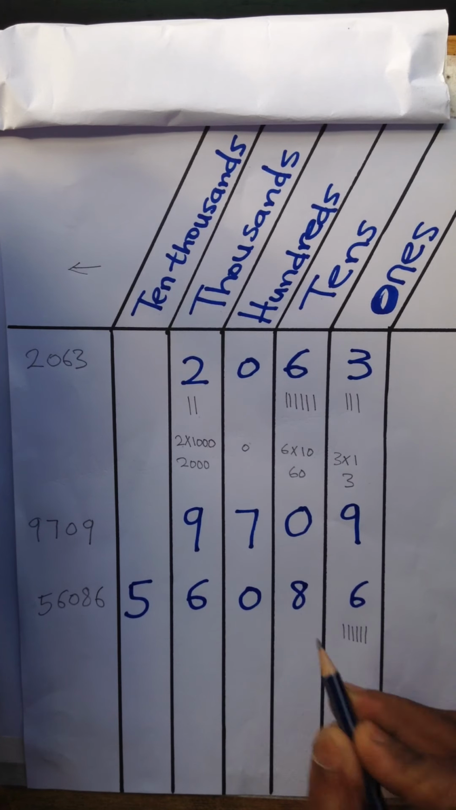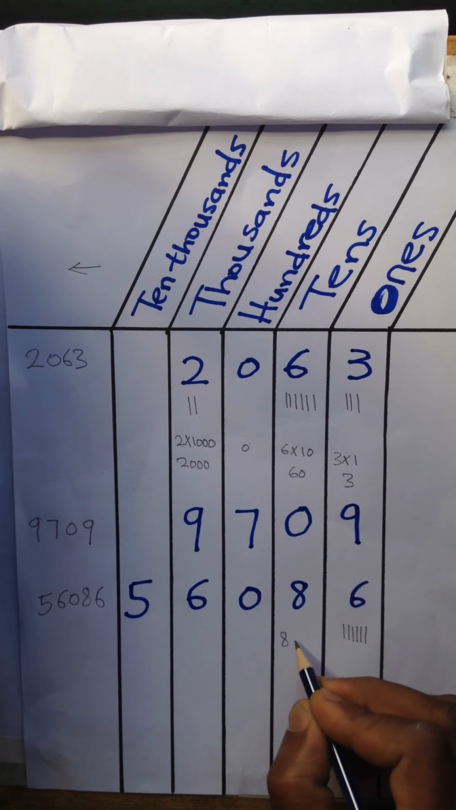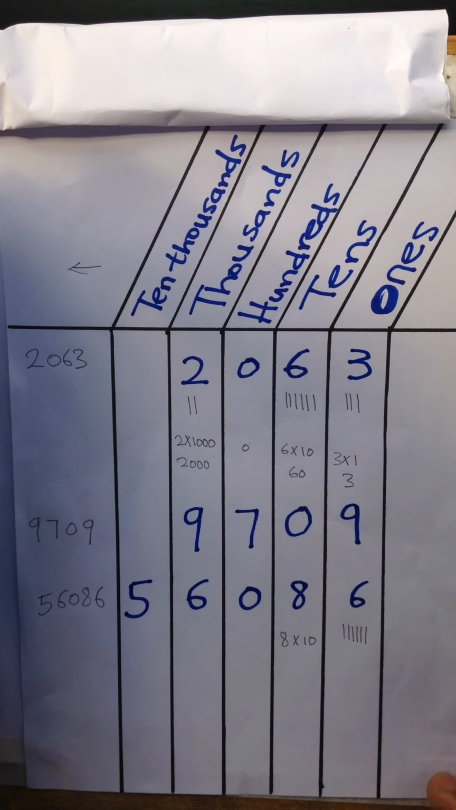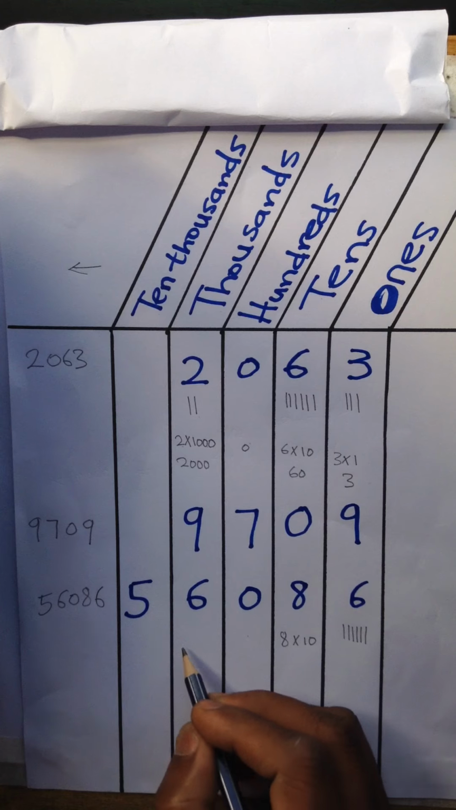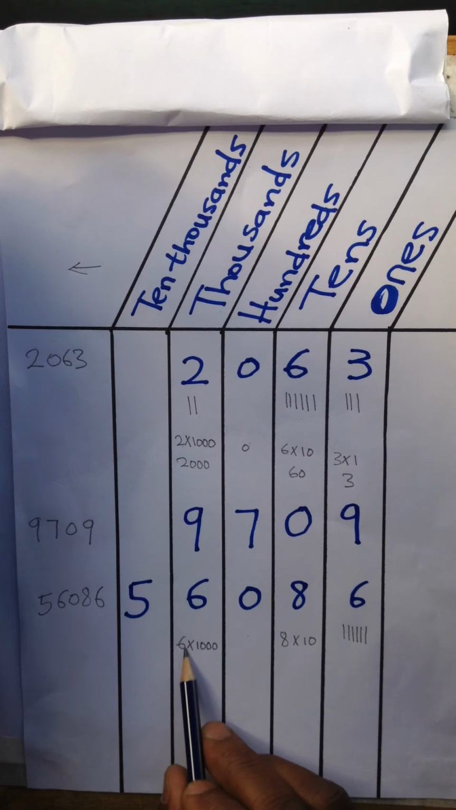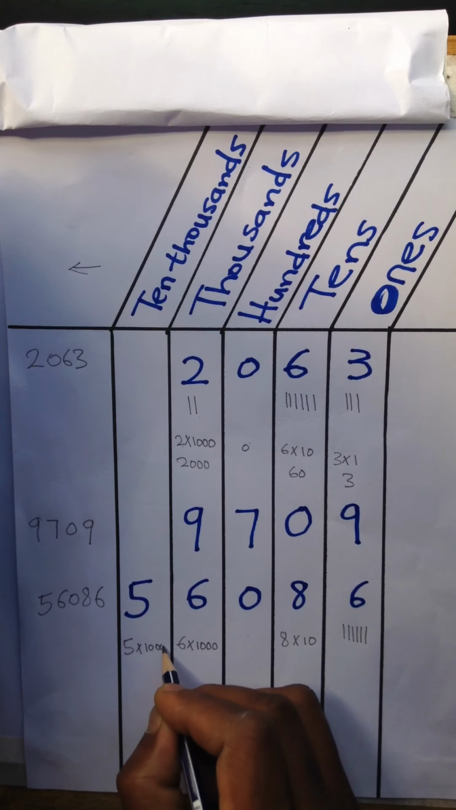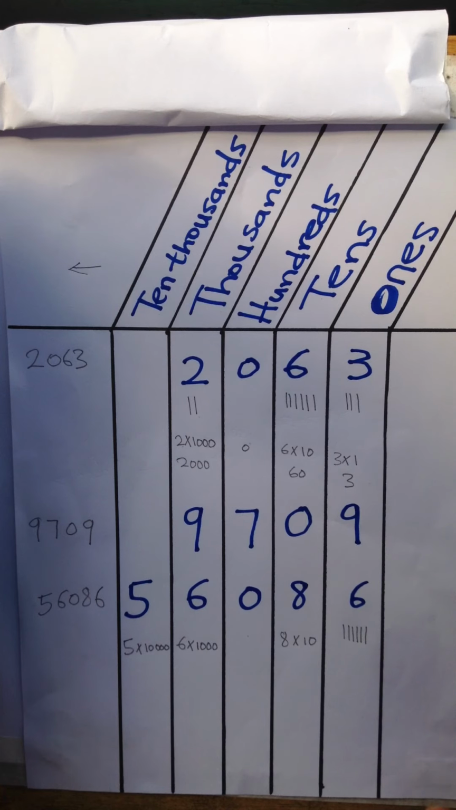Then we have 8 tens. In short, we can just say the tens are 8. We have 0 hundreds. The thousands are 6, so there are 6 thousands. And then the 10,000s are 5. So that's how you represent that number on the place value chart. Now, you should be able to place any number in a place value chart using the examples that we've already given.